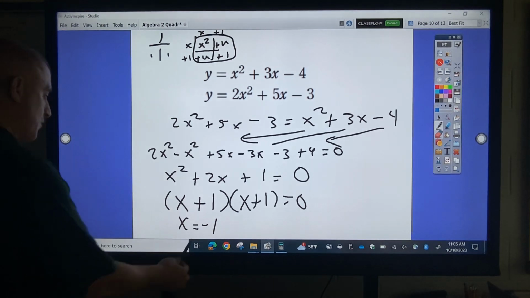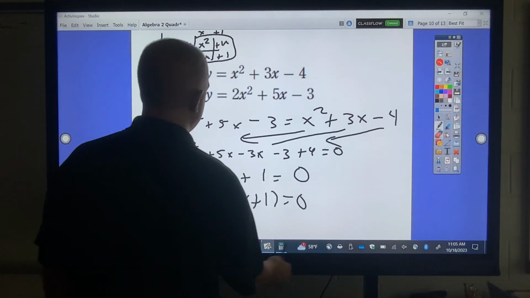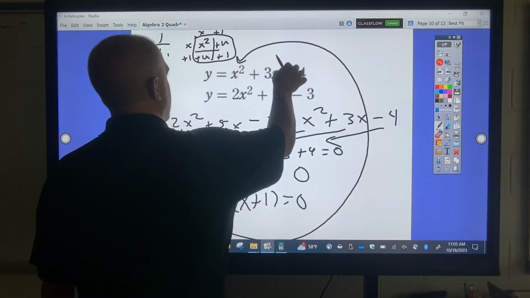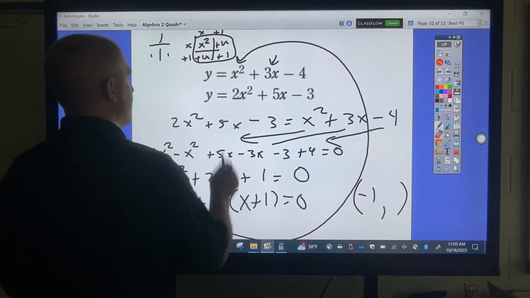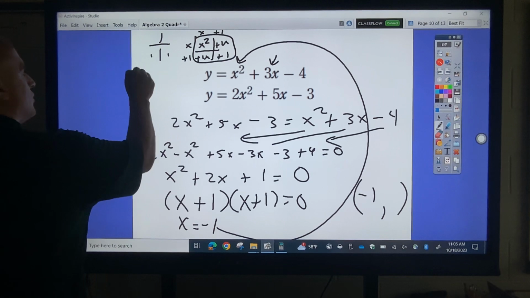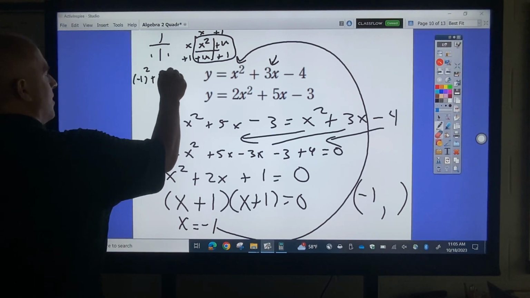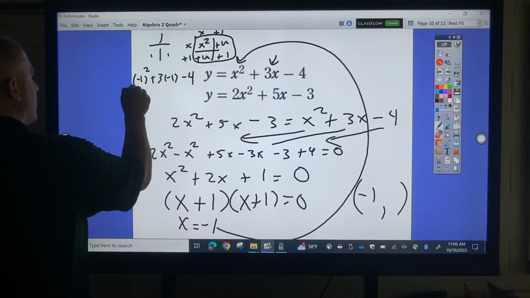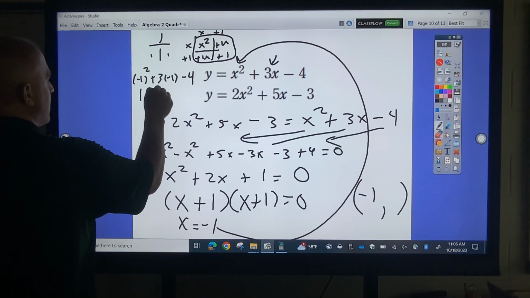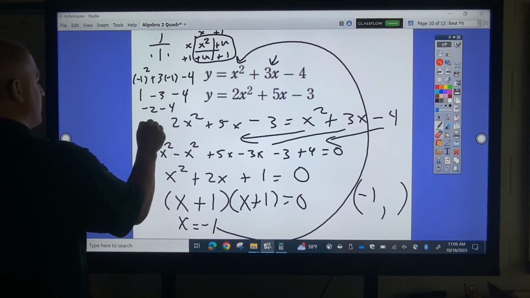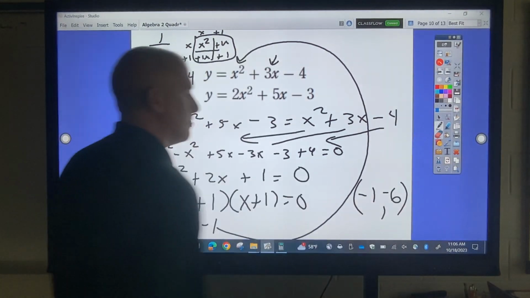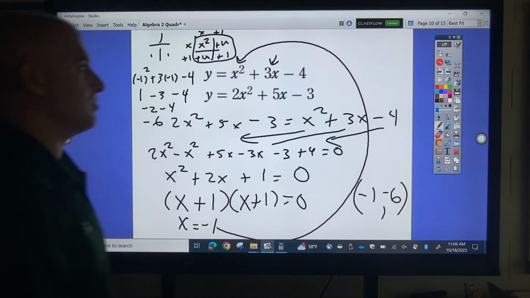Okay, now what should I do? I should go ahead and substitute this back in and make a calculation to figure out what that y value is going to be. Well, negative 1 squared plus 3 times negative 1 minus 4. Well, negative 1 squared is 1. 3 times negative 1 is negative 3 minus 4. 1 minus 3 is negative 2. Minus 4 would be negative 6. So that would be the solution, the algebraic solution.